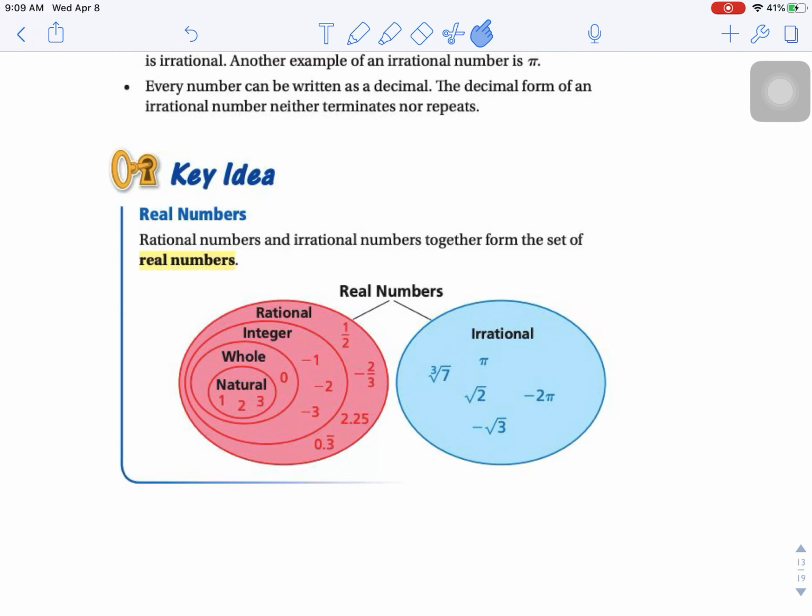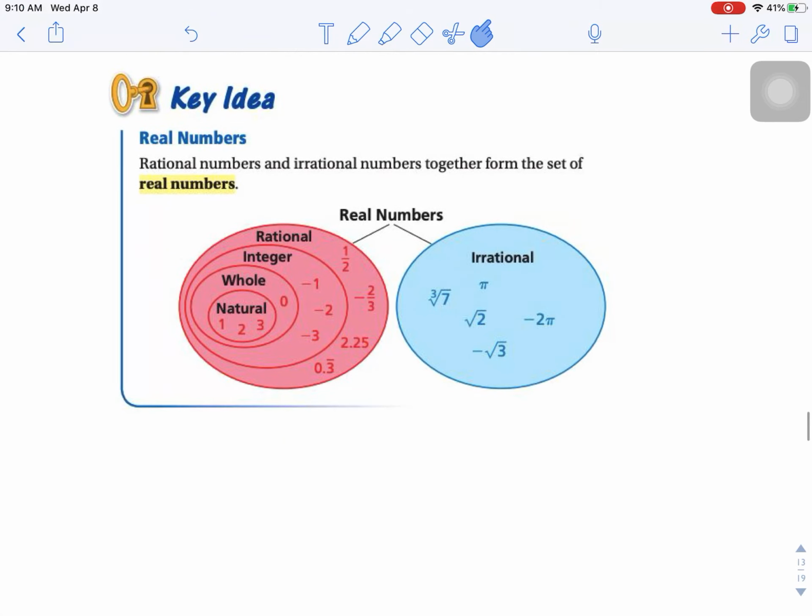Every number can be written as a decimal. The decimal form of an irrational number neither terminates nor repeats. That means it doesn't stop and it doesn't have a pattern to it. So this key idea here, this chart, is very helpful to classify.